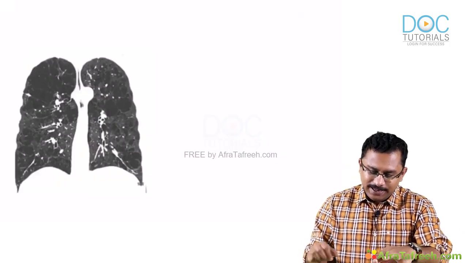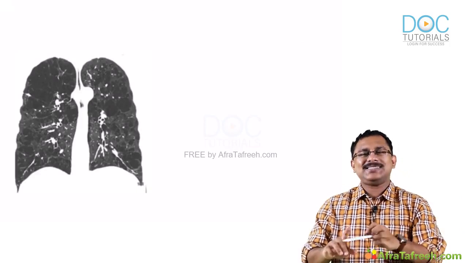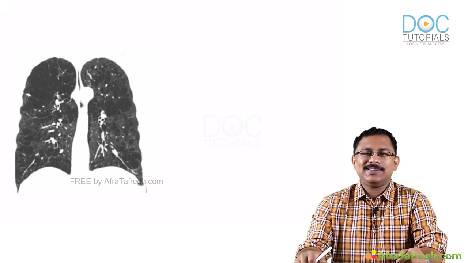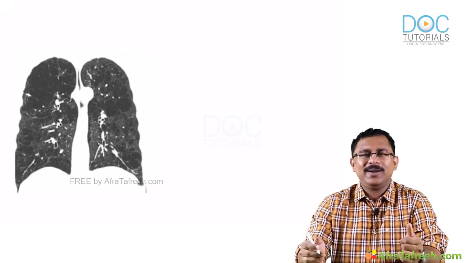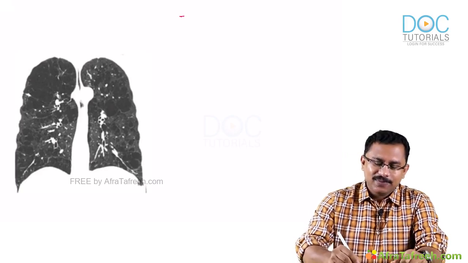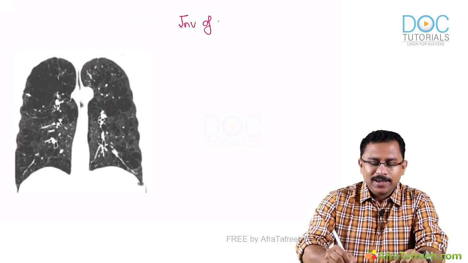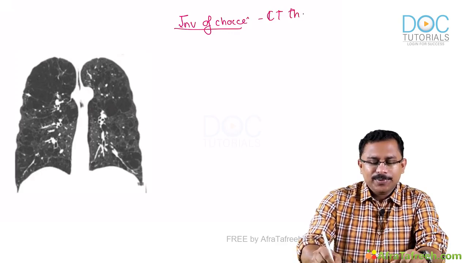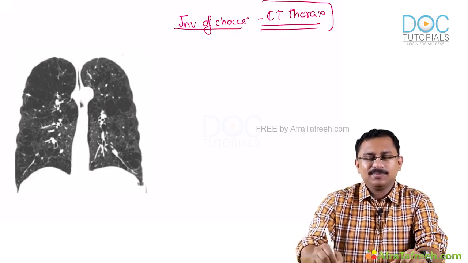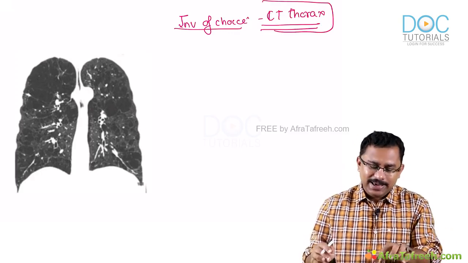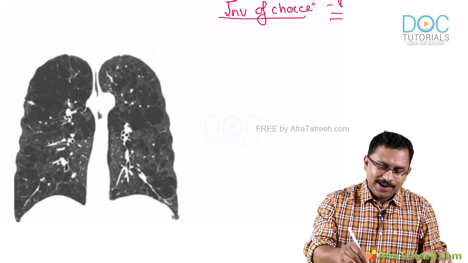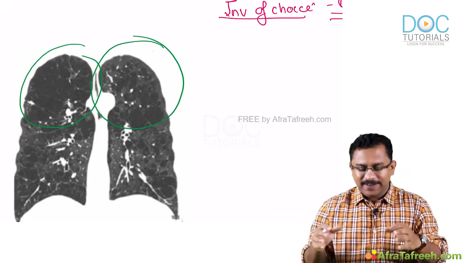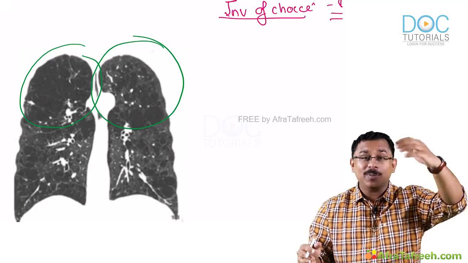Now if you are asked what is going to be the investigation of choice for a COPD patient, well, you can do spirometry, but I would say the investigation of choice will be a CT thorax, where you are able to appreciate the emphysematous changes in case of emphysema. Now let me ask you a question. What is the likely pattern here? You can see emphysematous changes everywhere, but it is predominant in the upper zone.